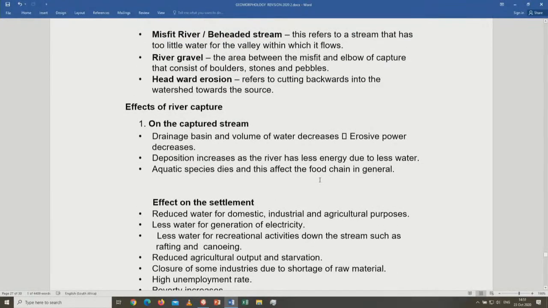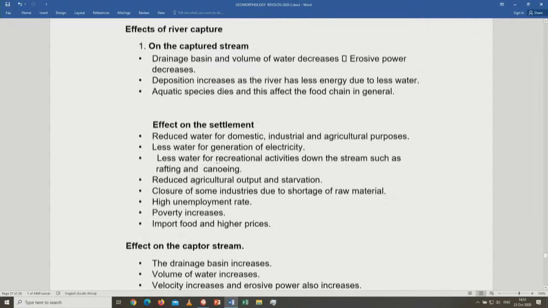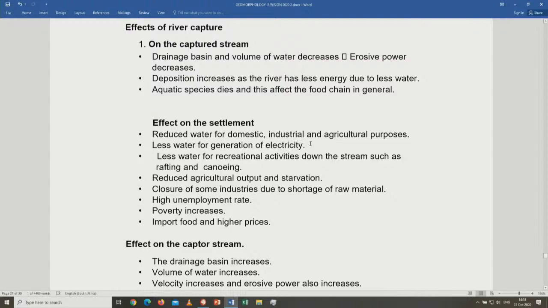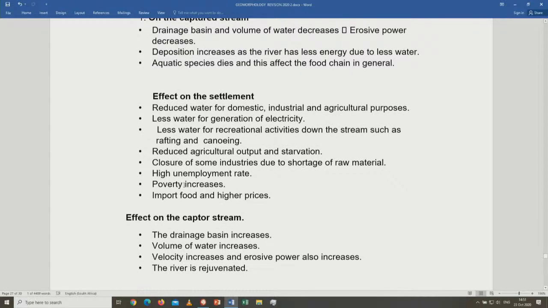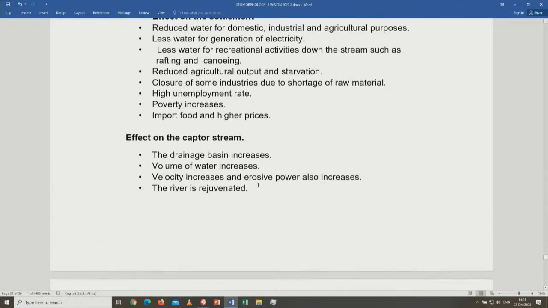And then the effects on the settlement, what will happen to the settlement over there, especially after the river capture. They will be reduced in terms of the water for domestic use, less water for generation of electricity, and then poverty will be increased, higher unemployment rate will also increase over there.